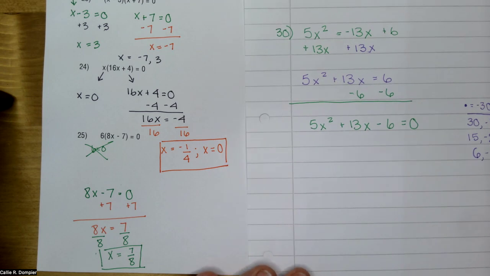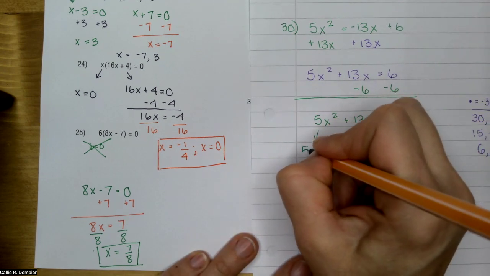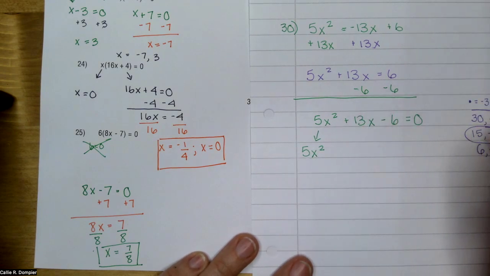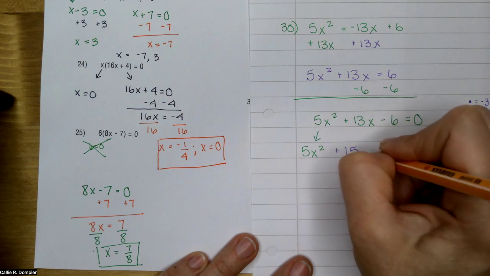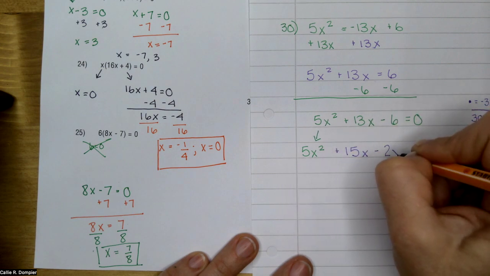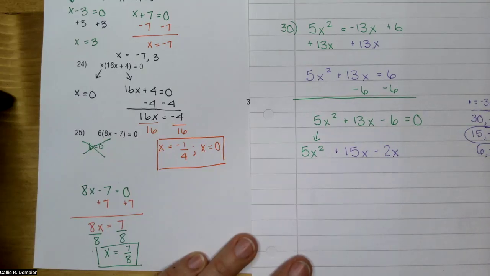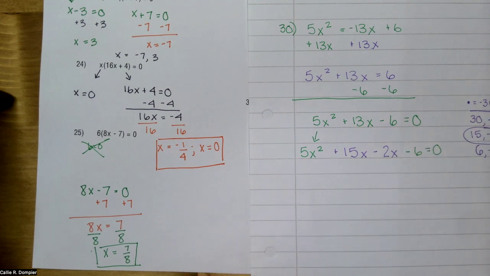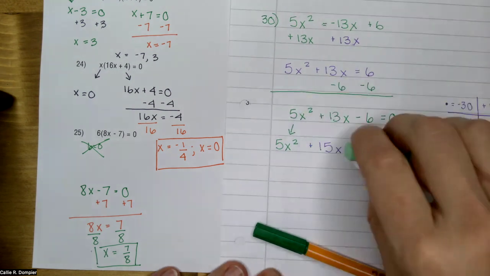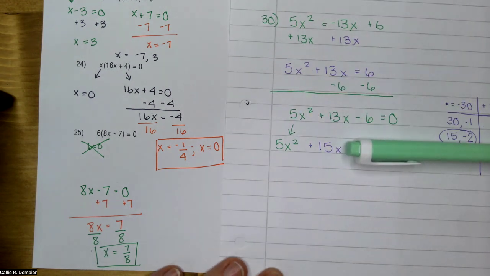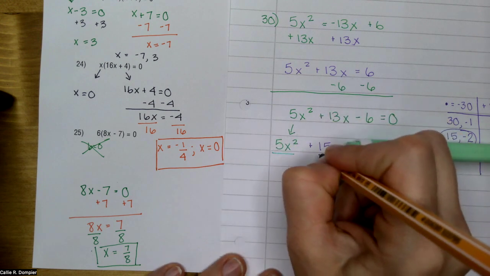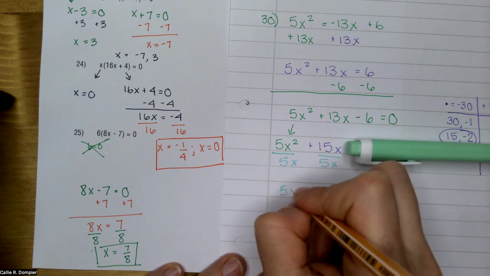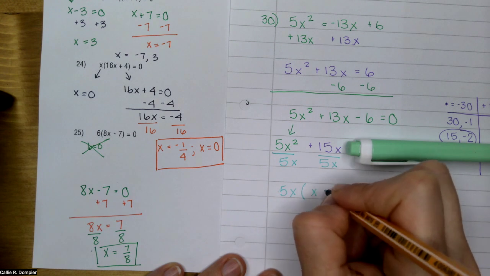Okay, so remember what we do when factoring by grouping is we leave the first term the same, 5x squared, and then the 13x becomes plus 15x minus 2x minus 6 equals 0. Good? Now we're going to factor by grouping. So we'll cover up those first two. 5x squared plus 15x. I can factor out a 5x, so it becomes 5x times x plus 3.